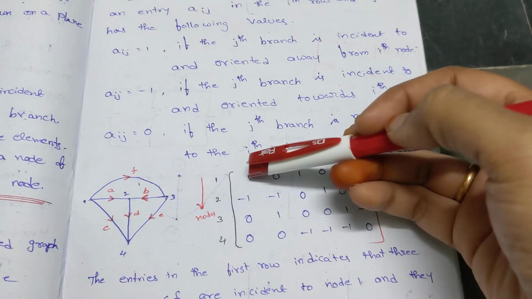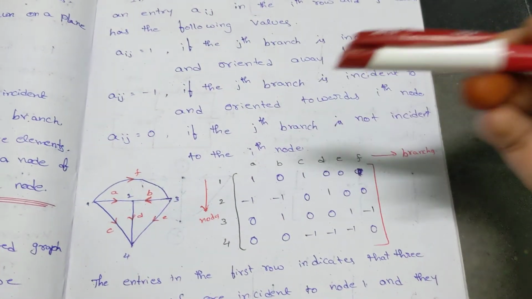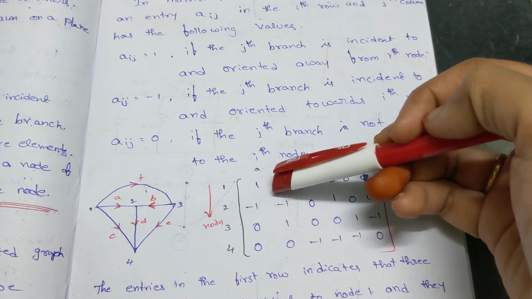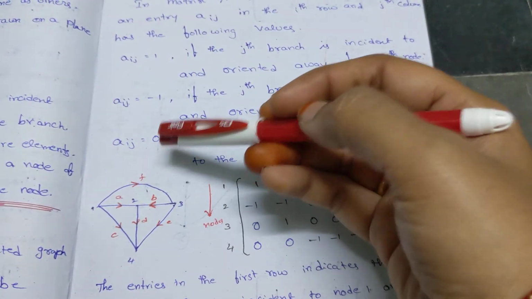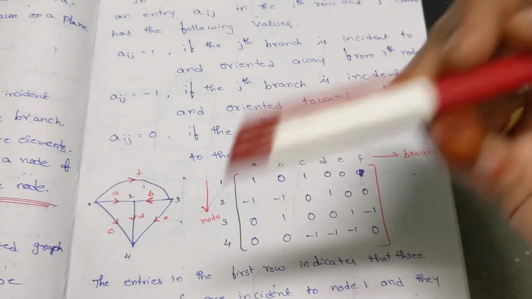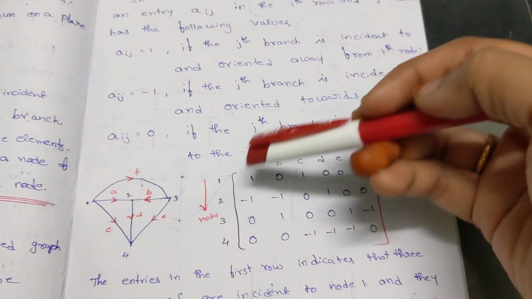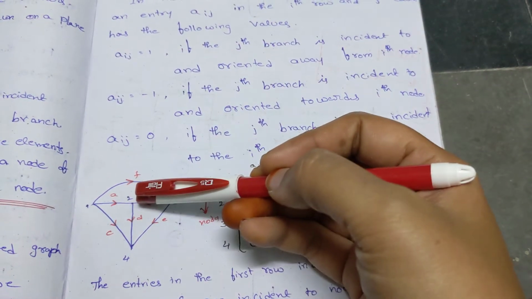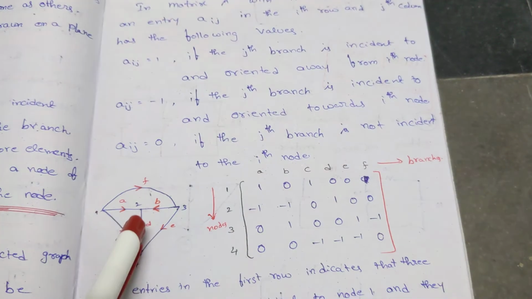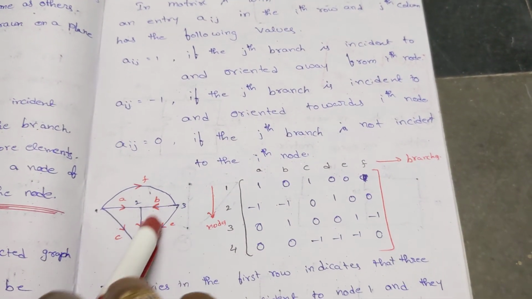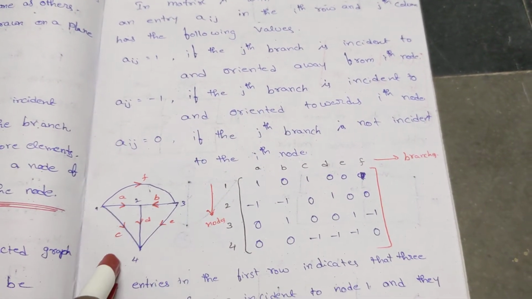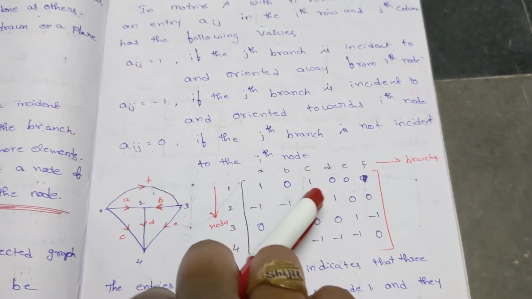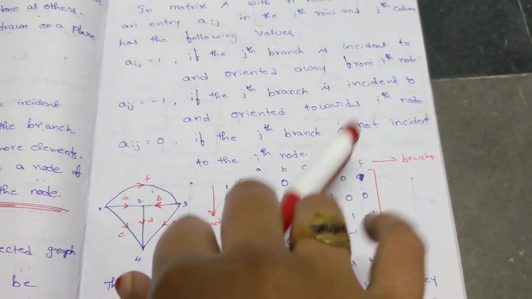So I am considering this as positive. It is available, that's why we are placing 1. And it is also oriented in the direction away from your node. That's why I am considering the positive sign. In a similar fashion, if I observe node 2, which branches are incident? A, B, D. That means the rest of the branch values are zeros. That is your C, E and F. C, E and F are zeros.